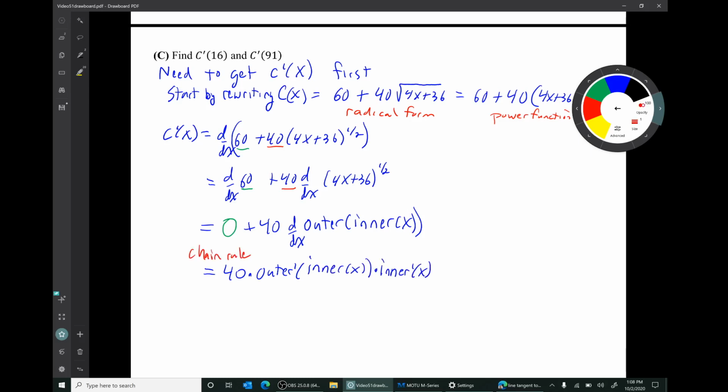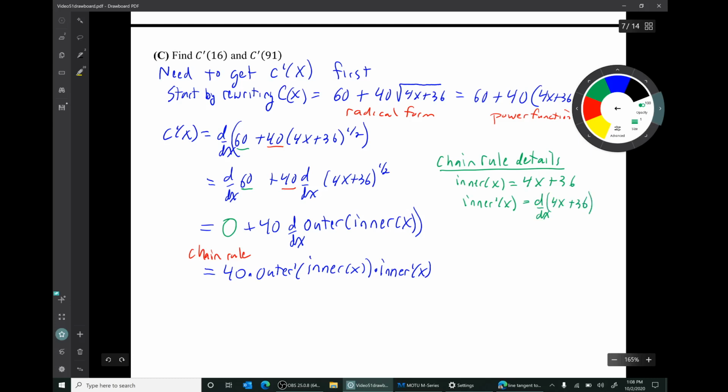Now, as I've done on all earlier problems involving the chain rule, I do the chain rule details off to the side. So the inner function is 4x plus 36. So inner prime is just the number 4. The outer function is parentheses to the 1/2. That's a power function. That's the empty version. We find its derivative using the power rule.